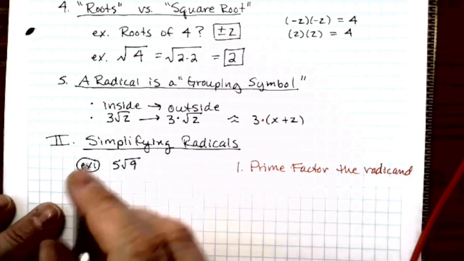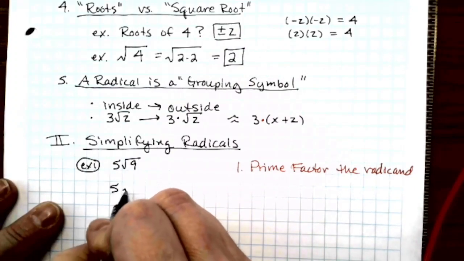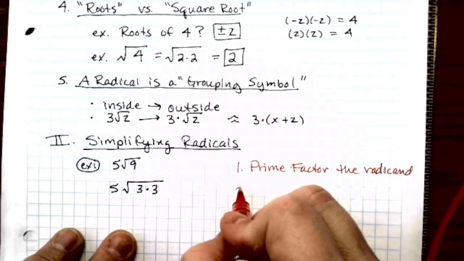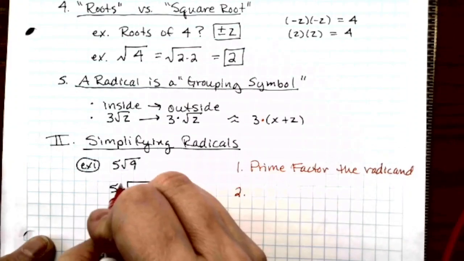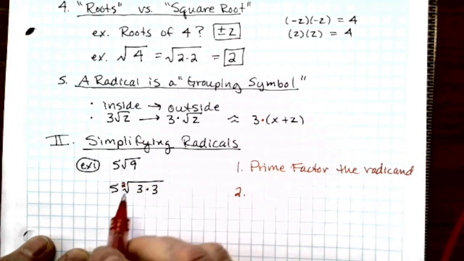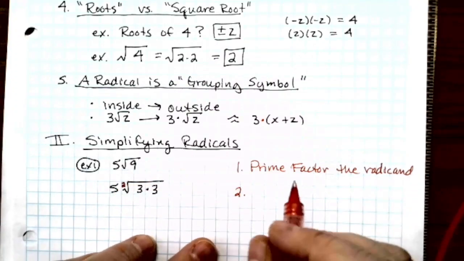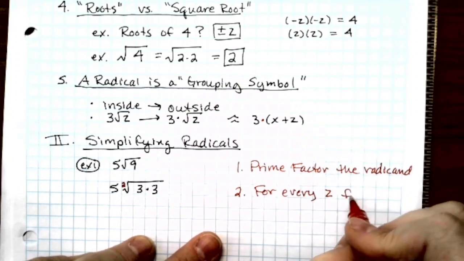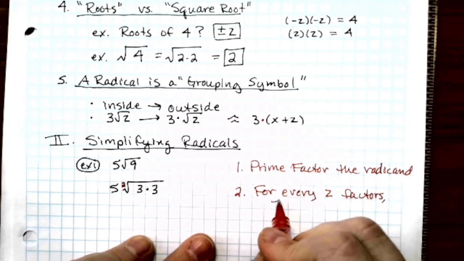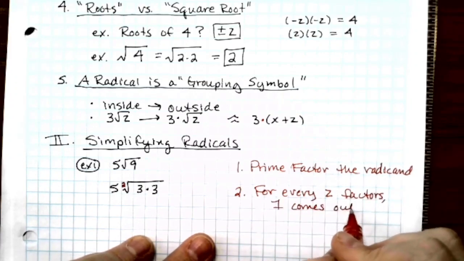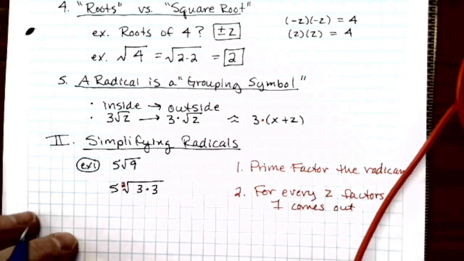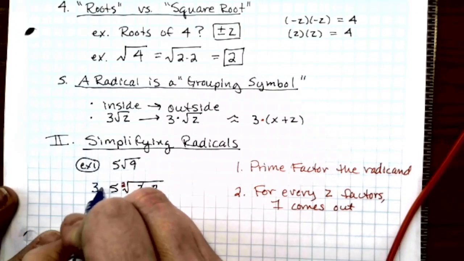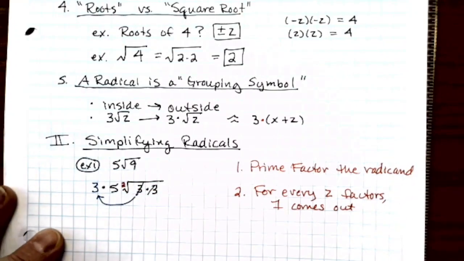So coming over to our example, 9 is 3 times 3. That is prime factored. Okay, number 2. If it is a square root, which this is because there's no number there, that means there's an invisible 2. So if it is a square root, for every 2 factors, 1 comes out. Okay, so I have 2 3s. 1 is going to come out to the front where it gets multiplied by whatever is at the front of the expression.